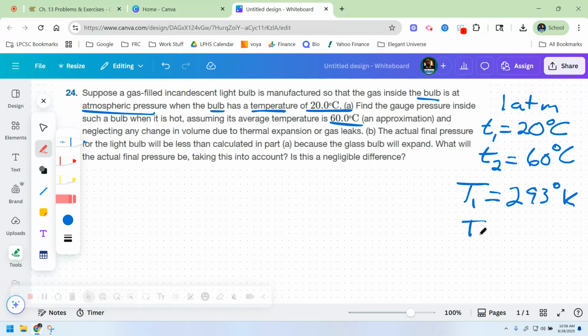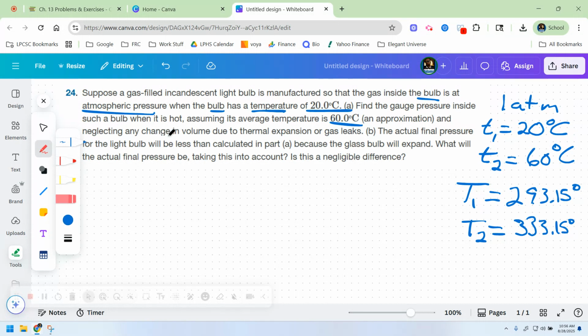And then the final temperature, T2 in Kelvin, will be 333. And the textbook says 0.15. And so if you want to get the answer that matches the textbook, we should probably use that. Different textbooks round it differently. So I'm going to follow the textbook.